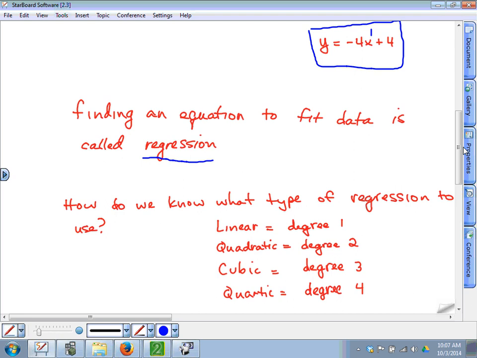This is actually very important to remember because your calculator needs to know what kind of regression to do. You can't just say find the regression. You have to tell it, well, find the cubic regression or find the linear regression. You have to give the calculator the right directions. All right, you with me now? So go back to your calculator.